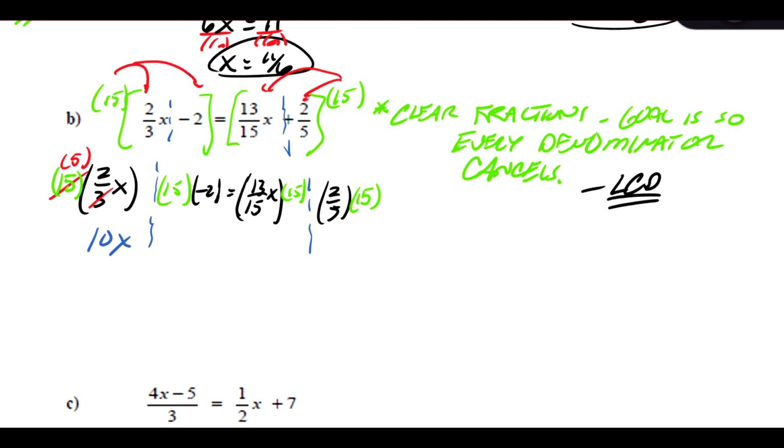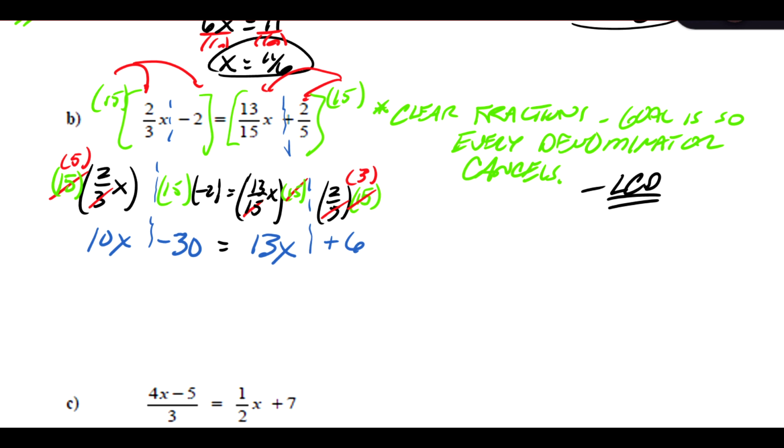If you notice, I do have to distribute to the -2 because I want to make sure the 15 is multiplied to the whole side. And that's why I'm using the parentheses to make sure I don't miss that. So even though it's not a fraction, I still need to multiply. So 15 times -2 would give me a term value of -30. Well, that's equal to, when I take the 13 over 15x times 15, well, the 15s will cancel, and that leaves just 13x. And then the last term, the 5 in the denominator will cancel with the 15, leaving a factor of 3. So 2 times 3 is 6.